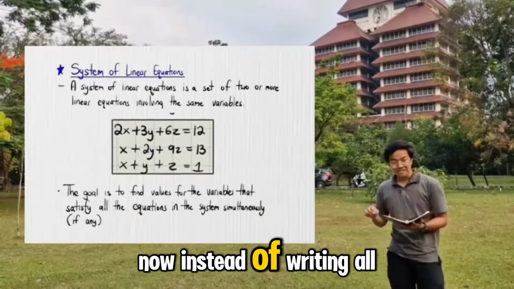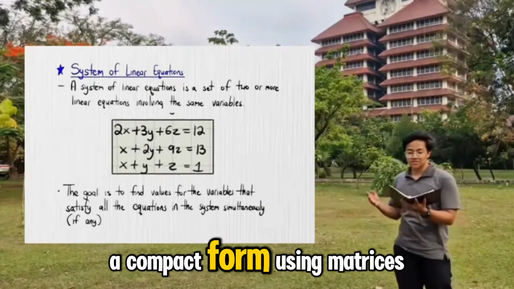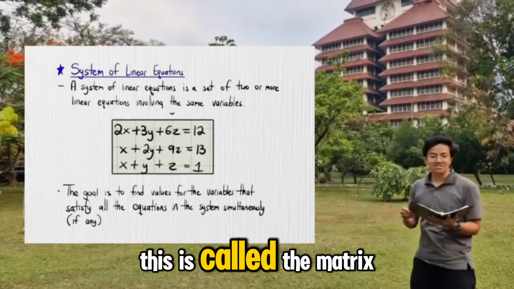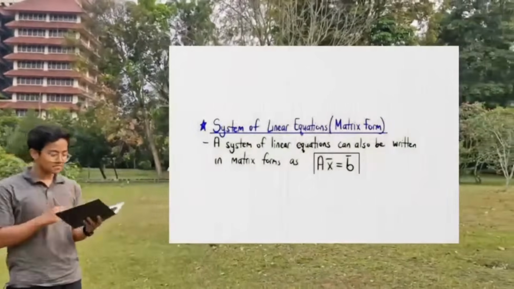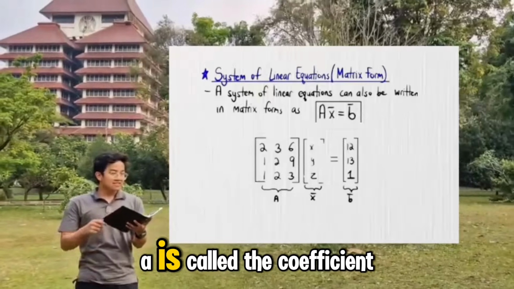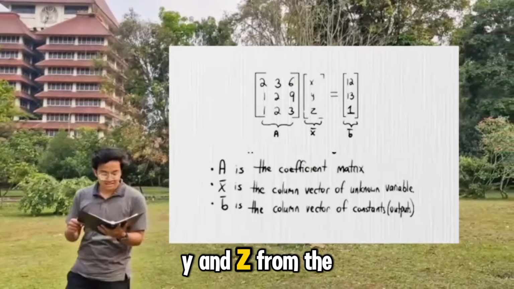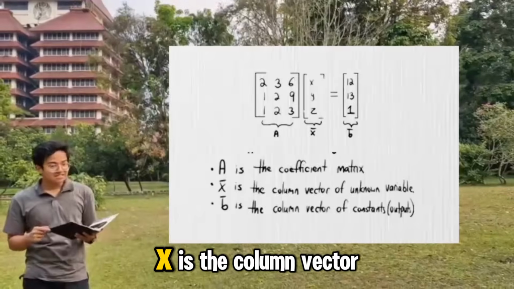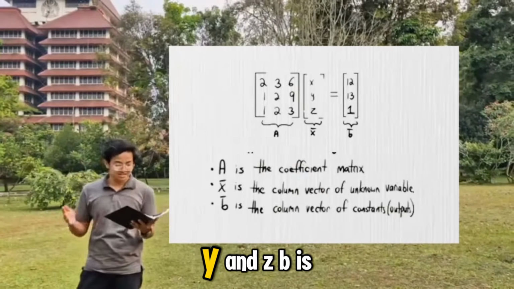Now, instead of writing all three equations like this, we can represent them in a compact form using matrices. This is called the matrix form of a system of equations, written as this. Here's how that looks. A is called the coefficient matrix. It contains all the numbers in front of x, y, and z from the equations. X is the column vector of unknown variables. This is what we're trying to find, x, y, and z.